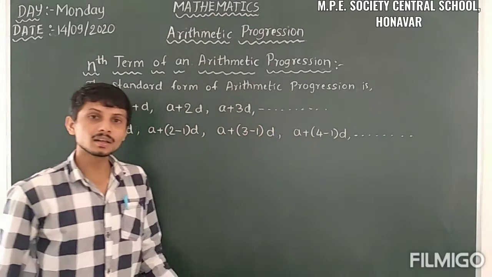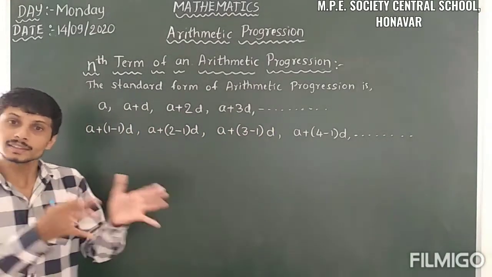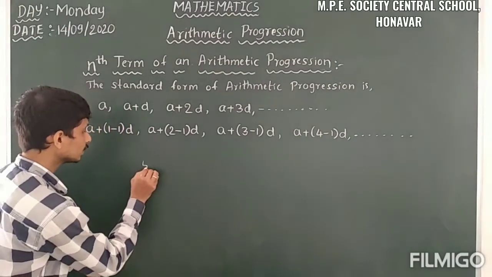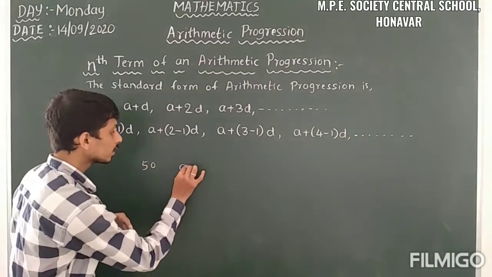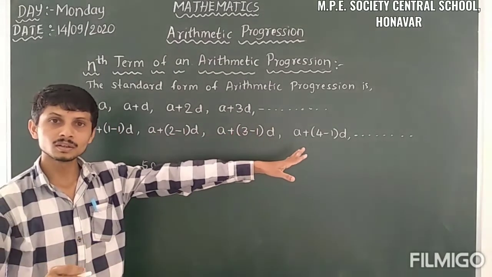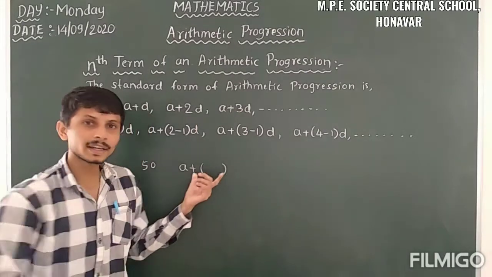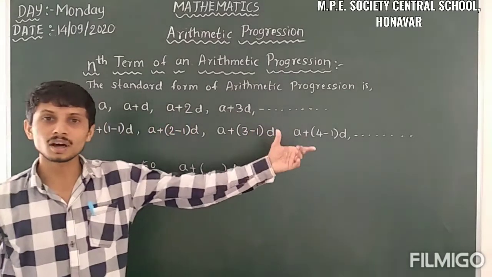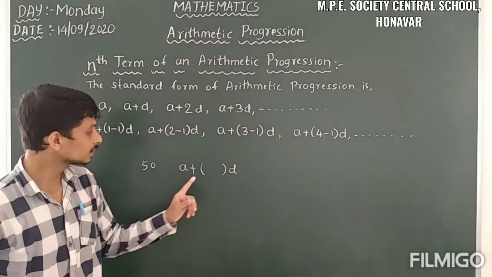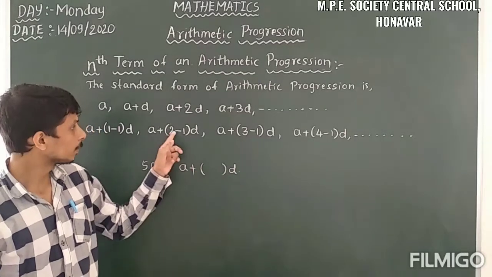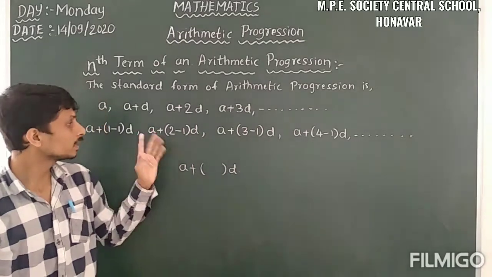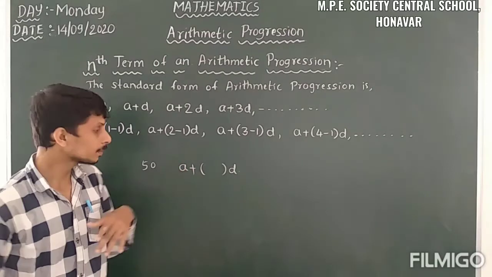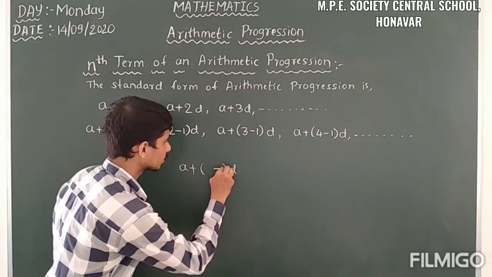So here we can analyze what the nth term is. For example, I want the 50th term. Firstly start with a plus. A plus is common here, no problem. Inside the bracket some terms are there, which we will discuss. Here d is common in all the terms. Then just observe, in all the cases minus 1 is common. I will write minus 1.